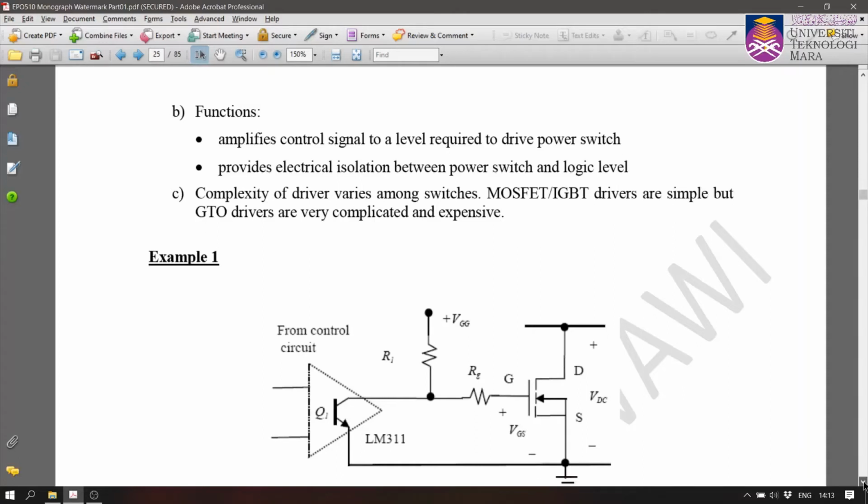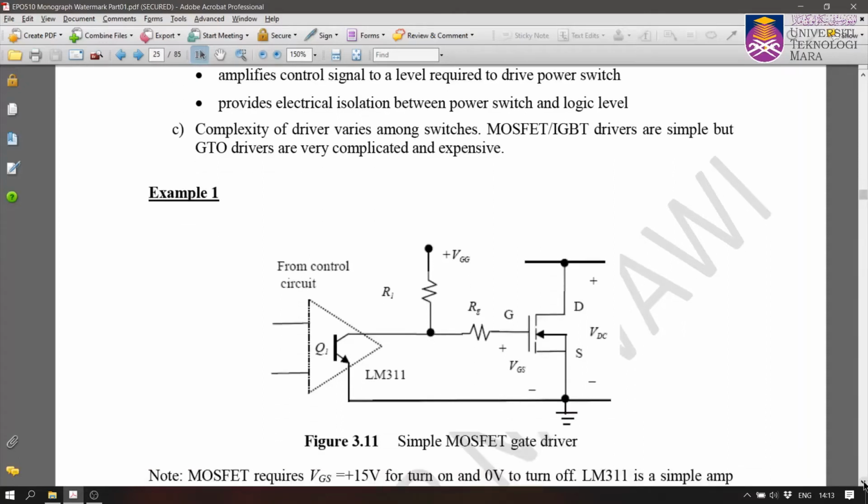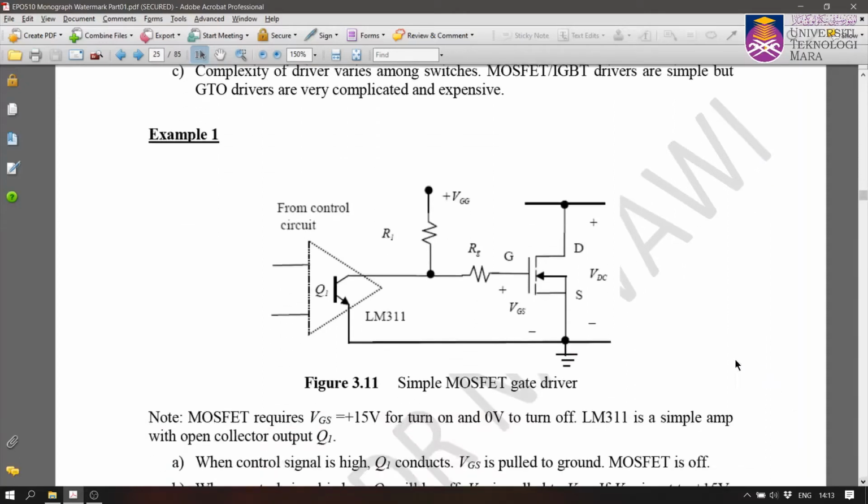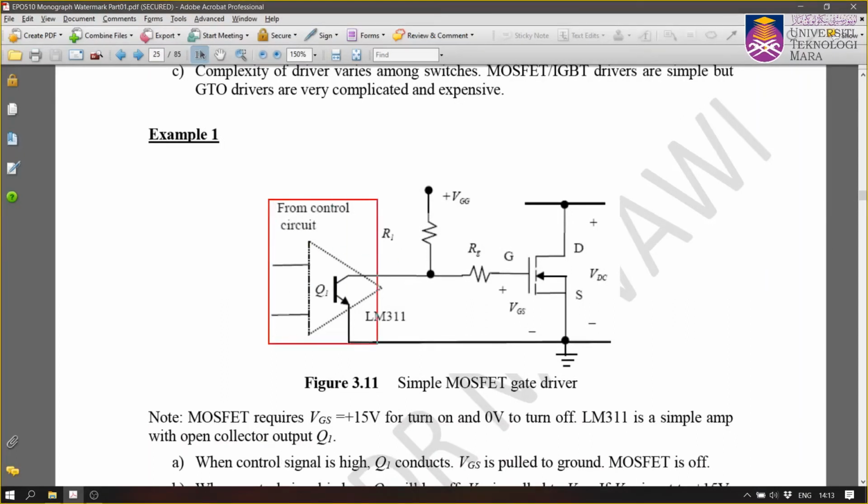And this is an example of how you can control the MOSFET. Gate, drain, source. Okay, so we use this optocoupler. LM311 is the simple amplifier. So the optocoupler is a simple amplifier here, and then you just connect this point to the 15 volt voltage. This is 15 volt because this VGS requires a 15 volt voltage for it to be turned on. All right, so you connect that with a 15 volt voltage.